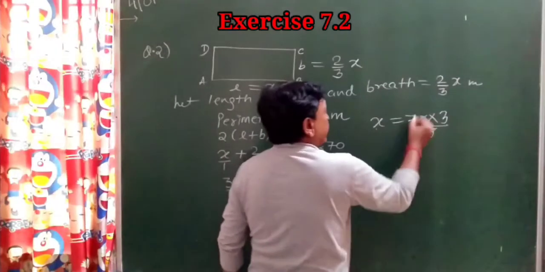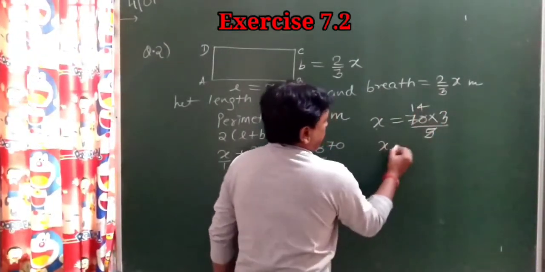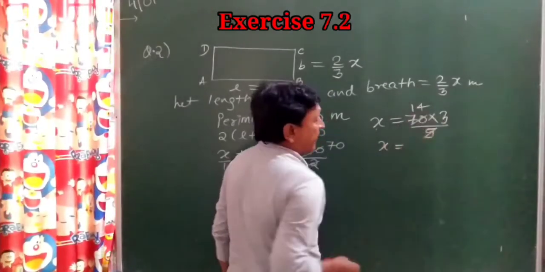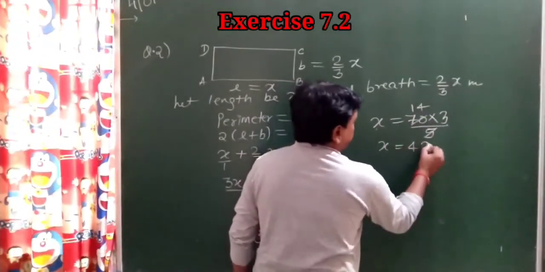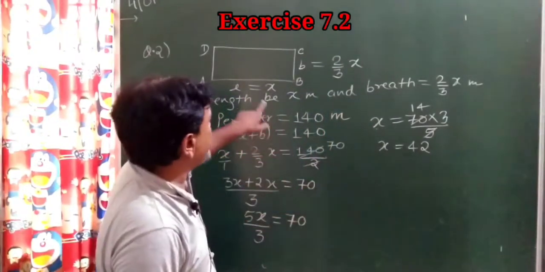How many times? 5 ones are 5, 2 is left, and 5 fours are 20. Now 14 will get multiplied by 3. How much? 14 3s are 42. So in this way we found the value of x, and now we can find the length and breadth.